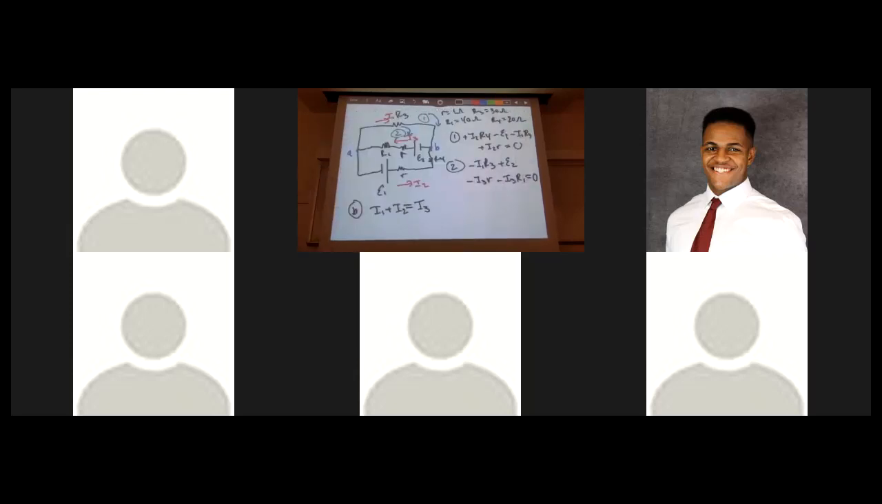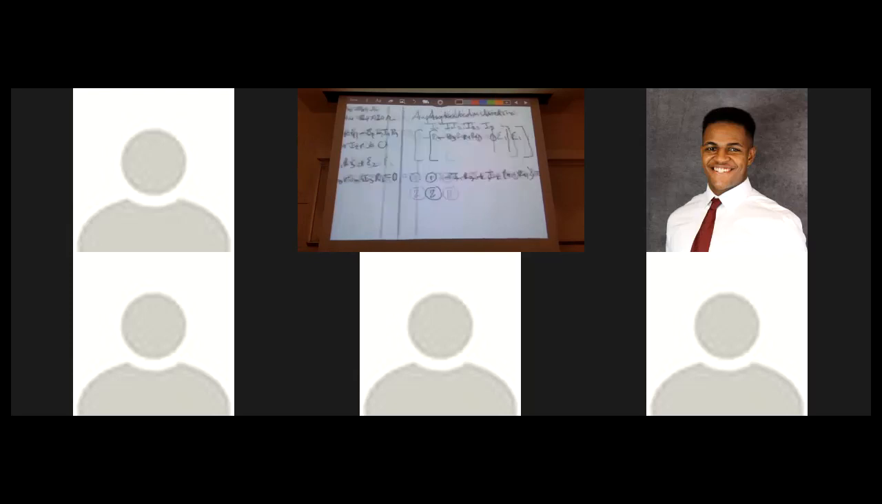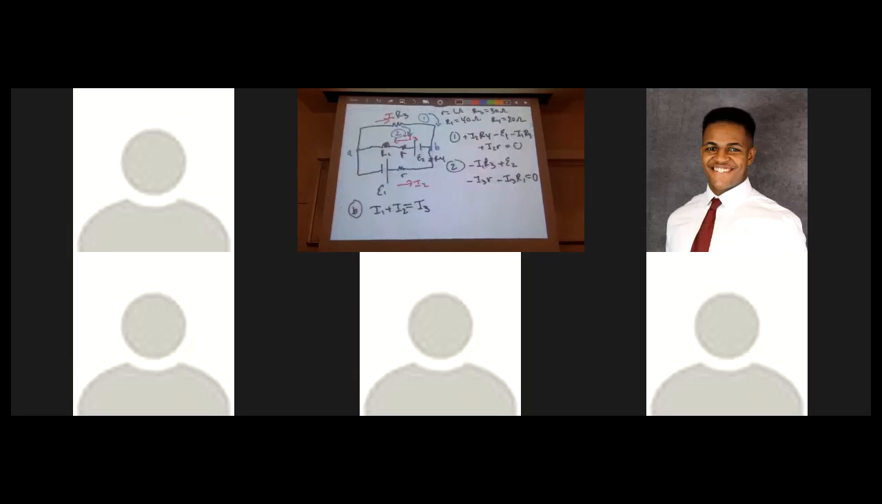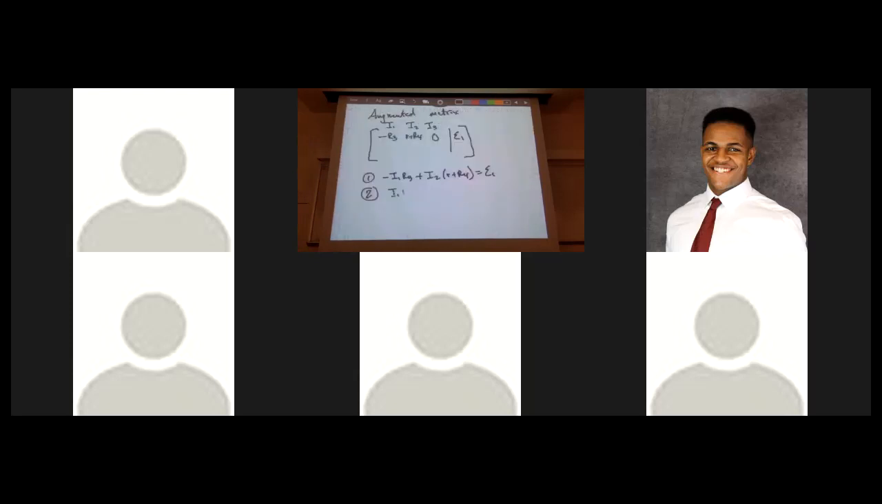The second one then says that's what? So I'm going to bring all the currents to the other side. So here I'm going to get a I1 R3 plus I3 times R plus R1 is equal to E2. Again, an I1 R3 plus I3 times R plus R1 is equal to E2.